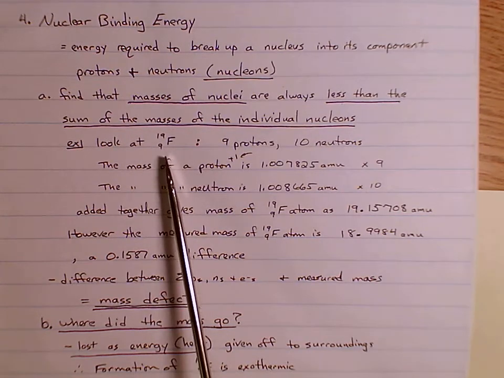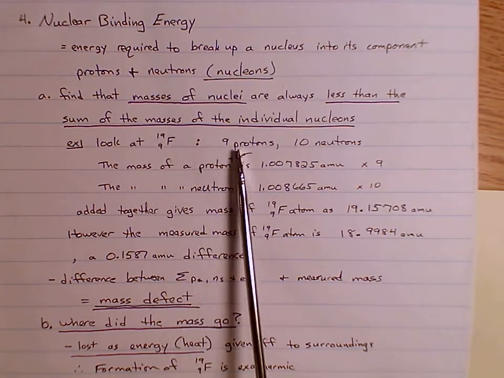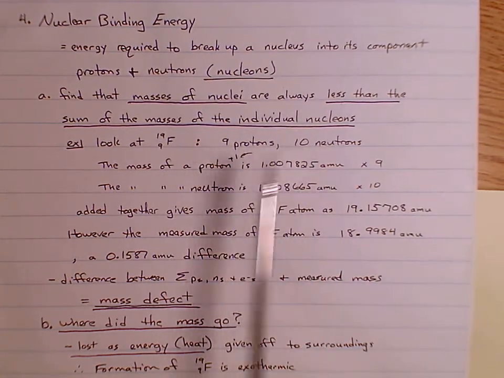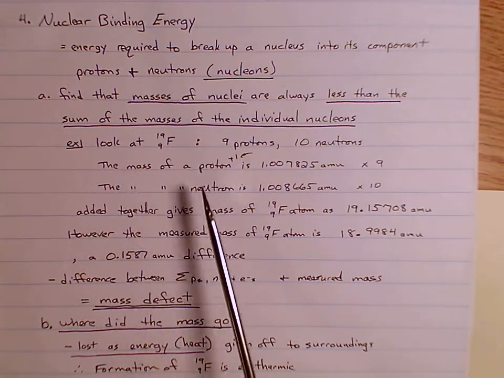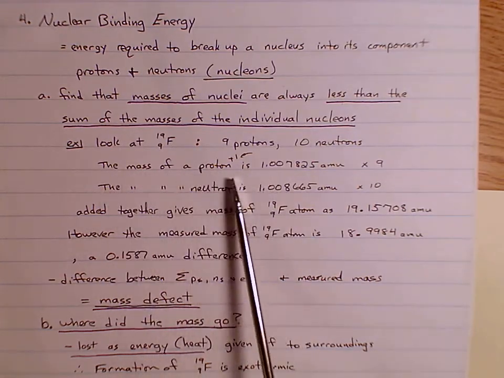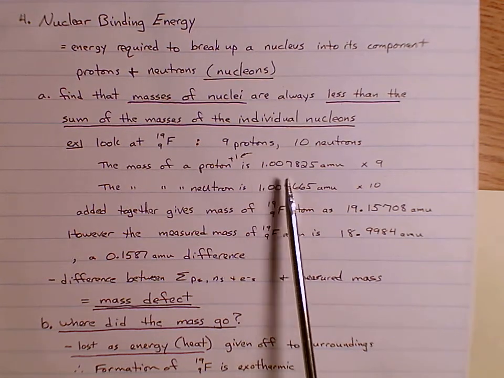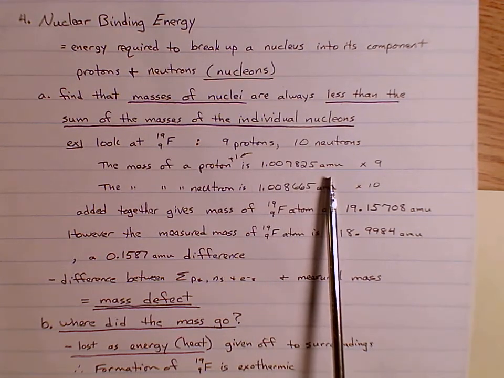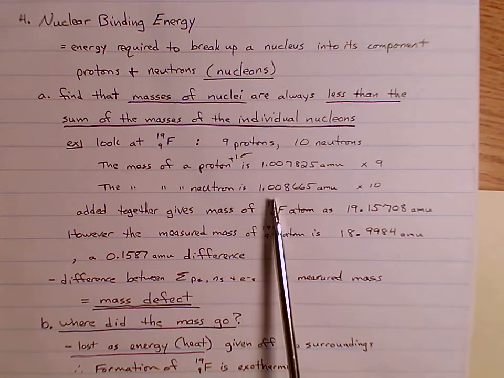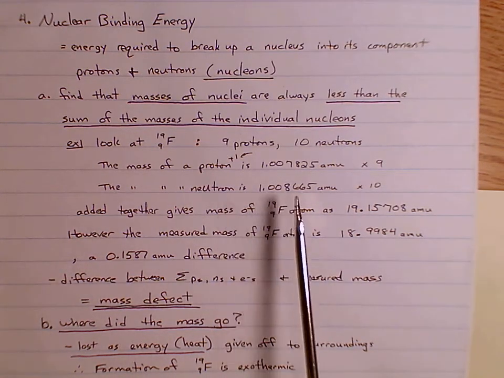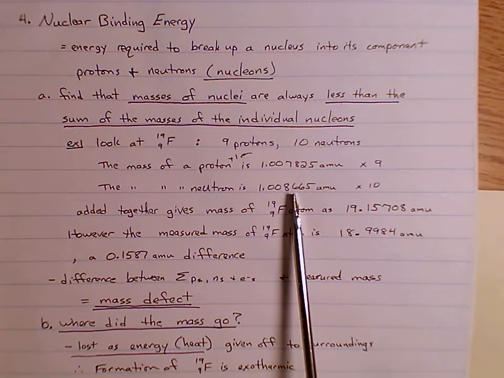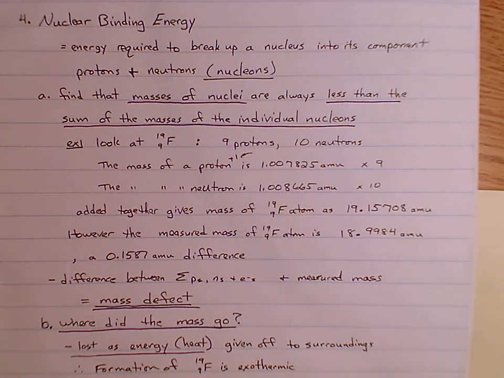Fluorine-19 consists of 9 protons, and the mass number is 19, so that must be 10 neutrons. 9 protons, 10 neutrons. We have the masses of protons and neutrons. They're known pretty well. The mass of a proton is 1.007825 AMU. The mass of a neutron is 1.008665 AMU. Recall the mass of a neutron is a little bit larger than the mass of a proton.